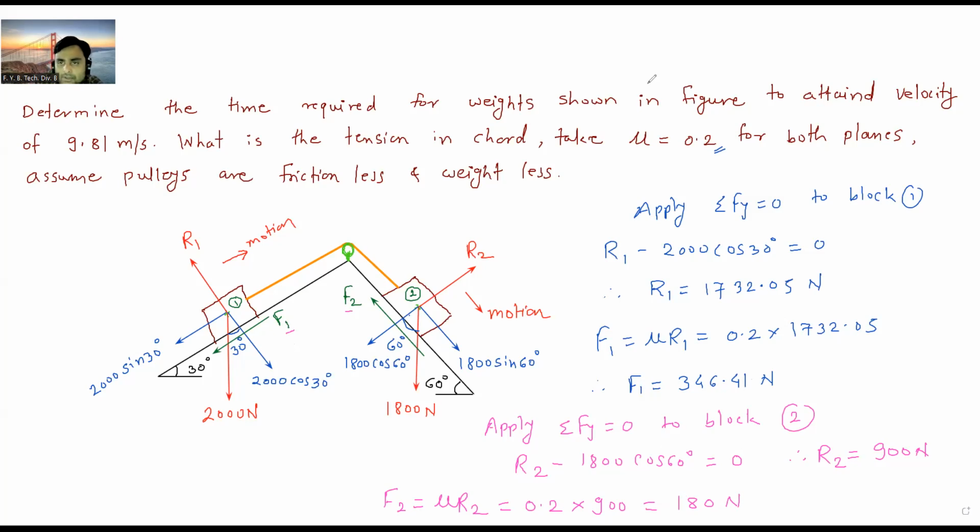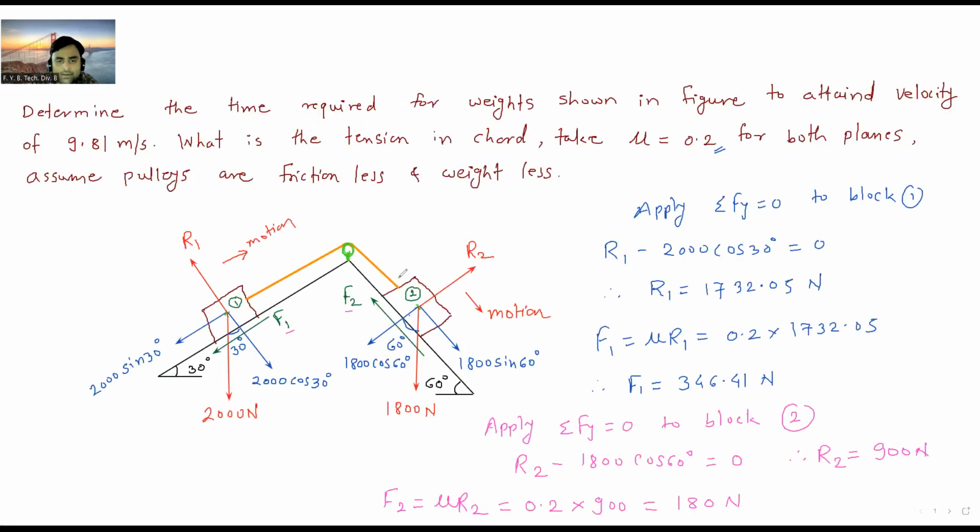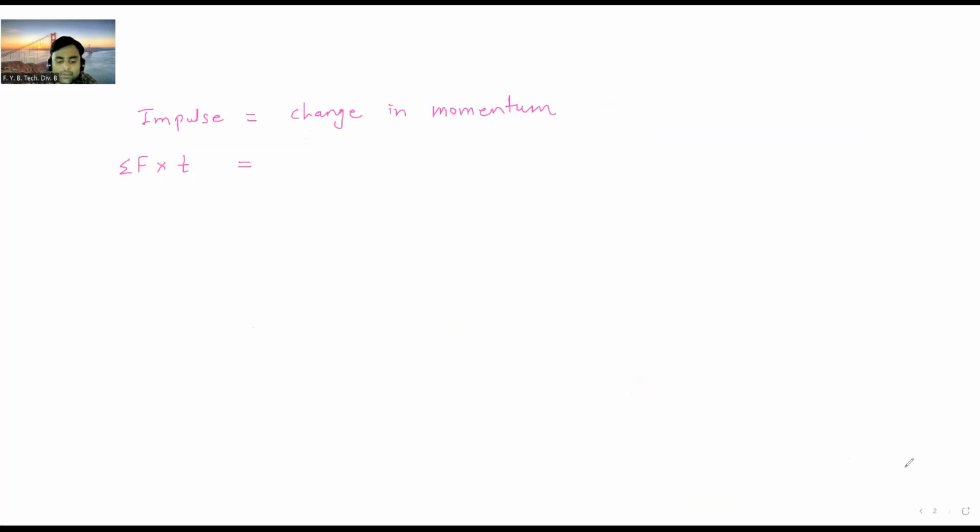Now we will apply the impulse momentum principle. What is the impulse momentum principle? Impulse is equal to change in momentum. How do we calculate the impulse? Impulse is calculated as summation F into T, which is equal to change in momentum. Now how many blocks are there? 2 blocks. How do we calculate the momentum? Mass into velocity. So for the first block, it is m1 (v1 minus u1) plus, for the second block, m2 (v2 minus u2). This is the change in momentum.